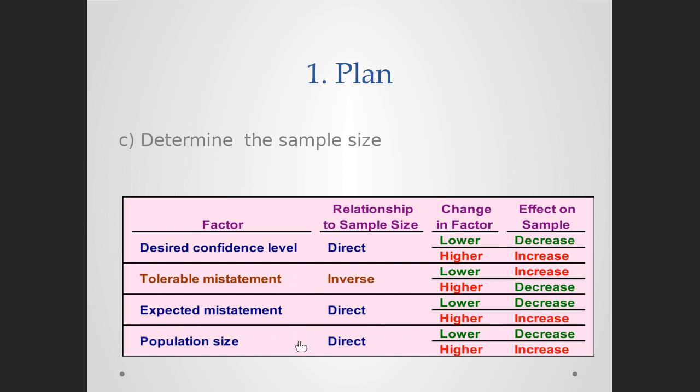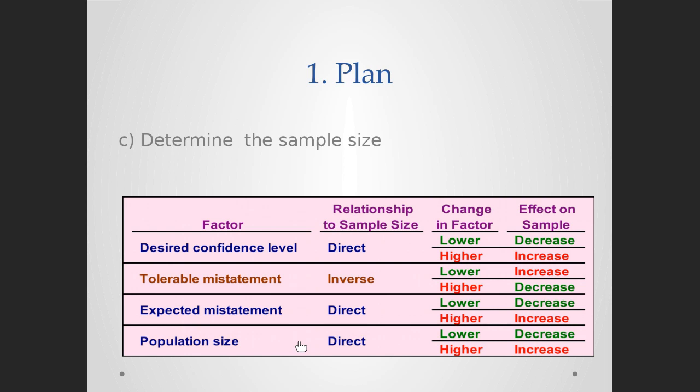The difference between attribute and monetary unit is in the population size. What we said about attribute sampling in terms of population size and sample size relationship: in attribute sampling there is really no relationship unless the population is really small, for example, less than 500. But in the case of monetary unit, there is a direct relationship. The larger the population size is, the larger the sample size should be, and the opposite is also true. The smaller the population size is, the smaller the sample size could be.